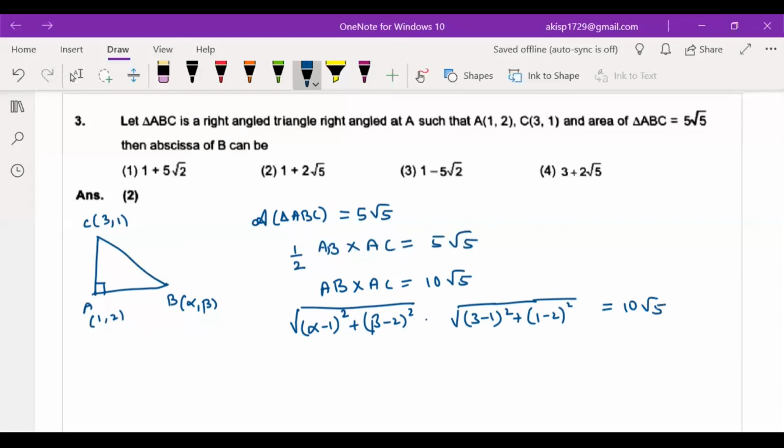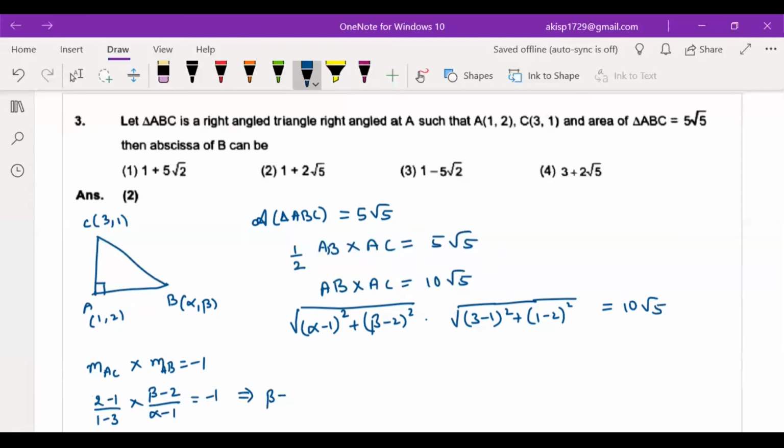The information available to us is that this is a right angle triangle. That means I know that the product of the slopes of AC and AB is minus 1. But what is the slope of AB? Slope of AB is nothing but beta minus 2 by alpha minus 1. And what is the slope of AC? Slope of AC is 2 minus 1 by 1 minus 3. So this product is minus 1. So here I get a relation between alpha and beta. So this implies that beta is nothing but twice of alpha.